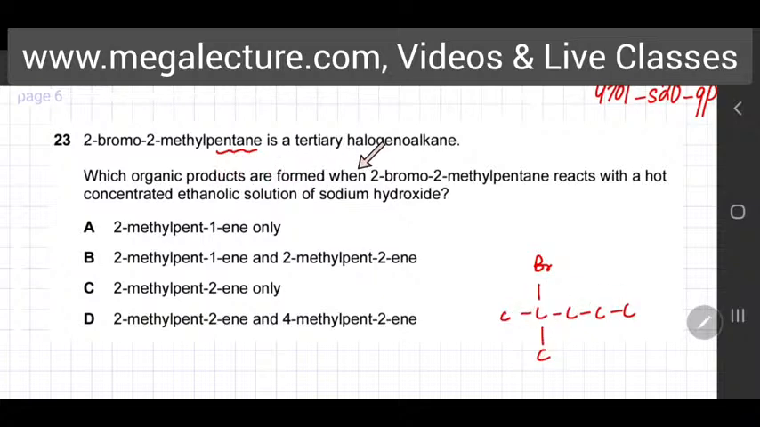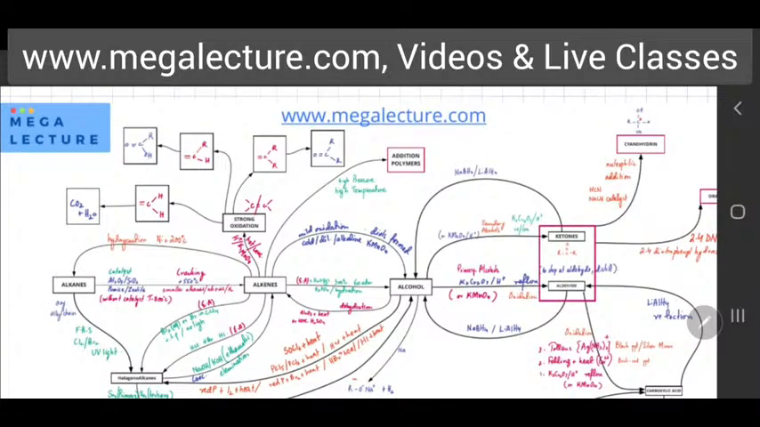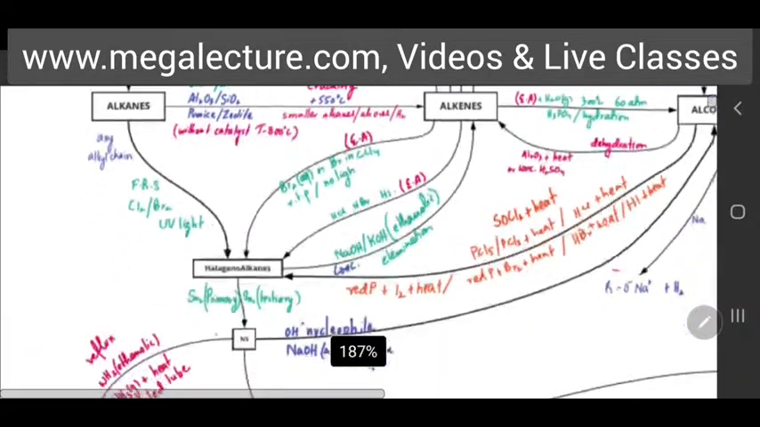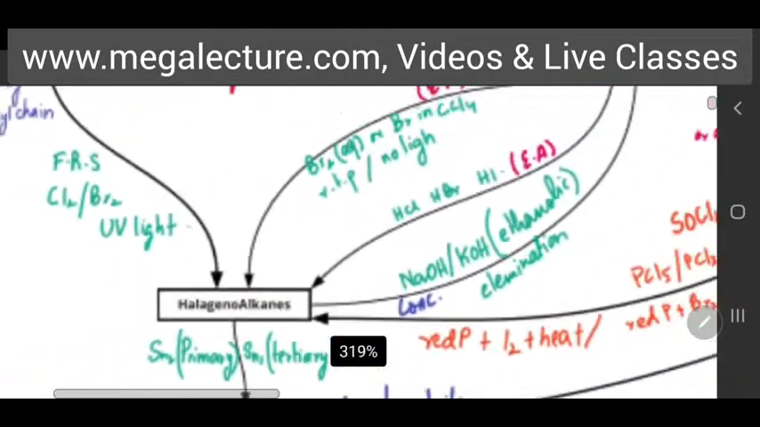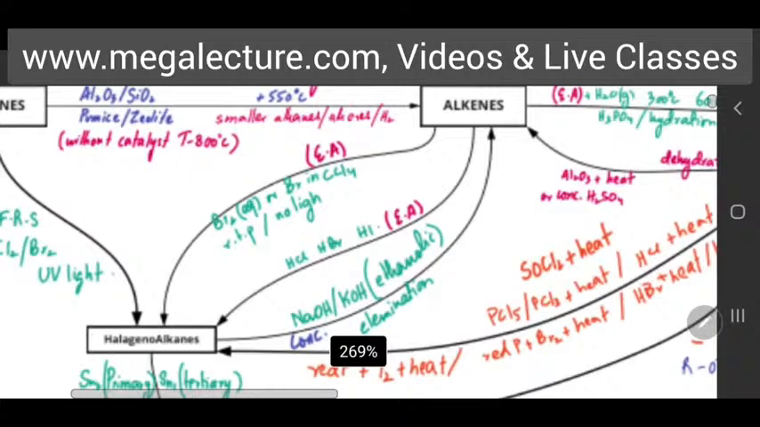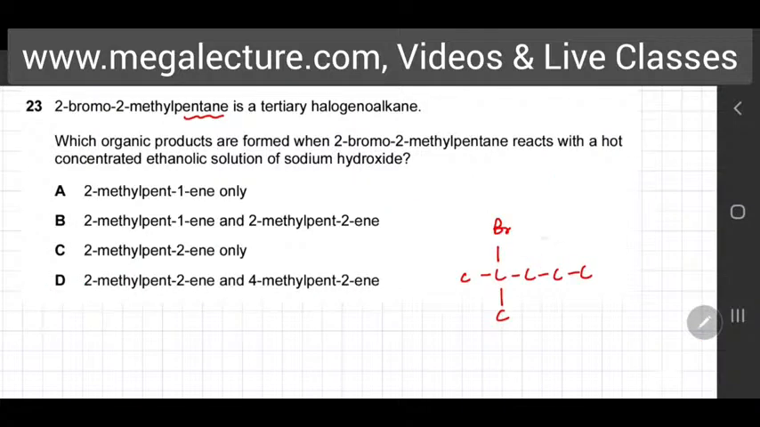Now, which organic product is found when 2-bromo-2-methylpentane is reacted with a hot concentrated ethanolic solution of sodium hydroxide? The first thing is we're going to look at what happens to a halogenoalkane when it's reacted with hot concentrated ethanolic NaOH. When it's reacted with concentrated ethanolic NaOH, elimination happens. Elimination is where it turns back into an alkene. Halogenoalkanes will turn back into alkenes. So this is what elimination is.